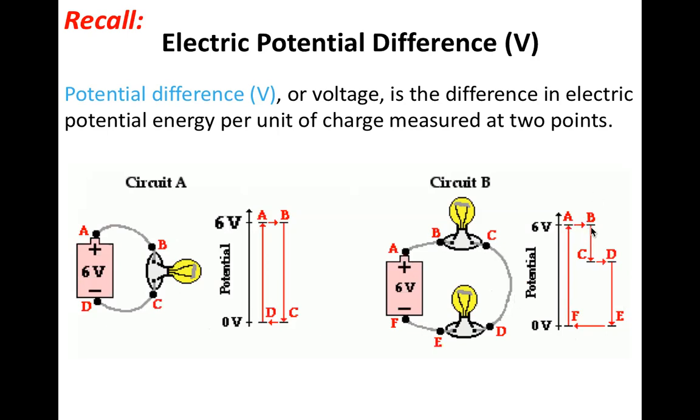So maybe you lose, I don't know, 2 volts here and 4 volts here. It does not have to be a 50-50 split, but it can be. It can be 3 volts and 3 volts. It depends on the resistance of each of the loads.